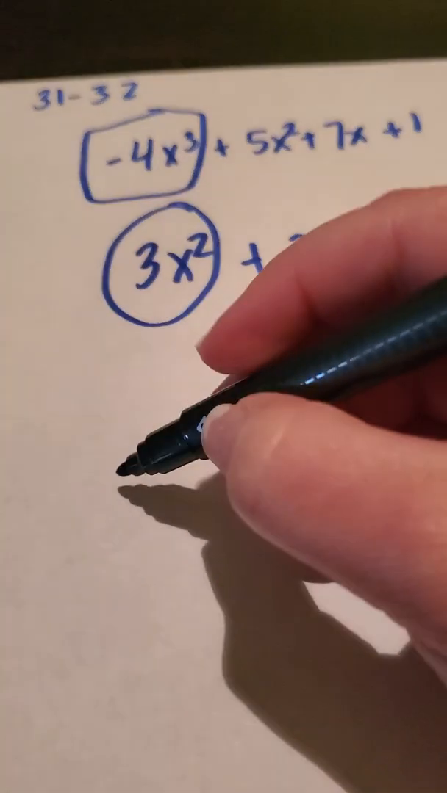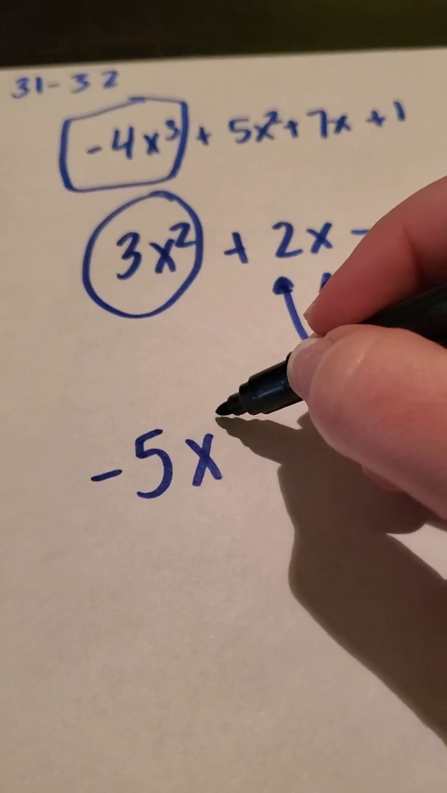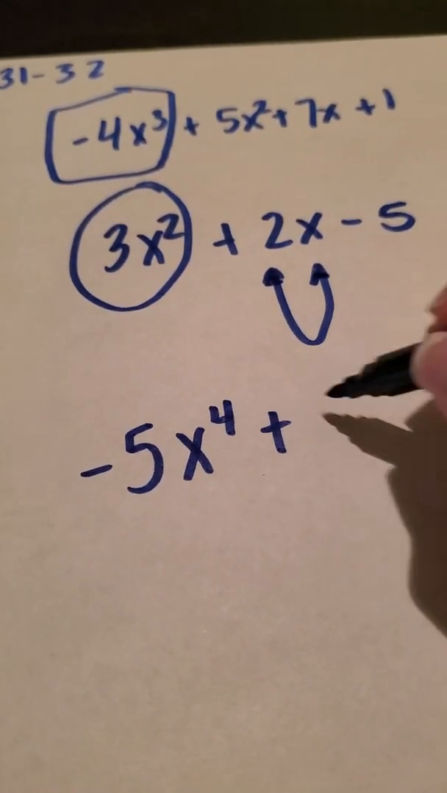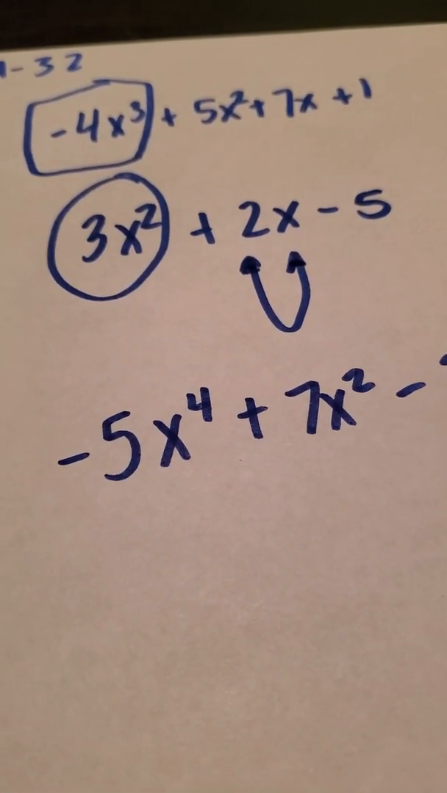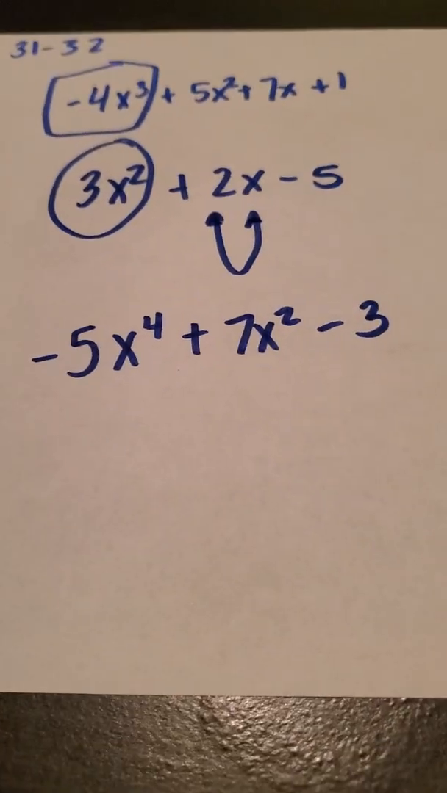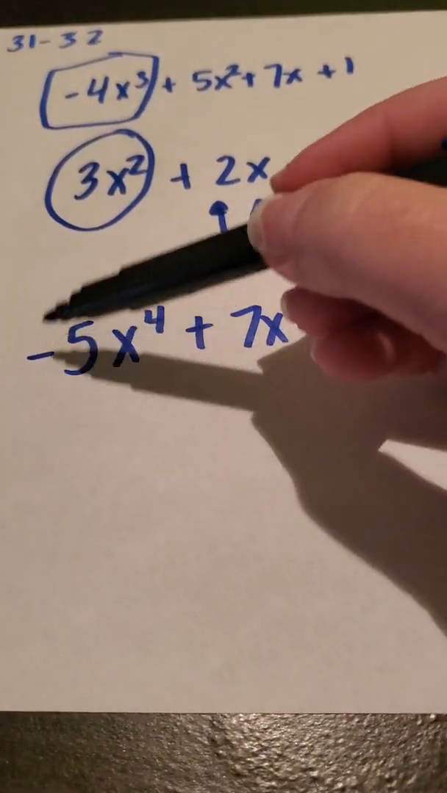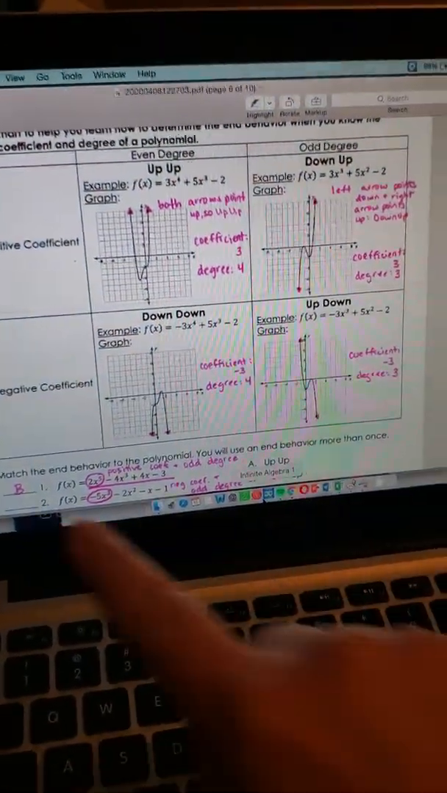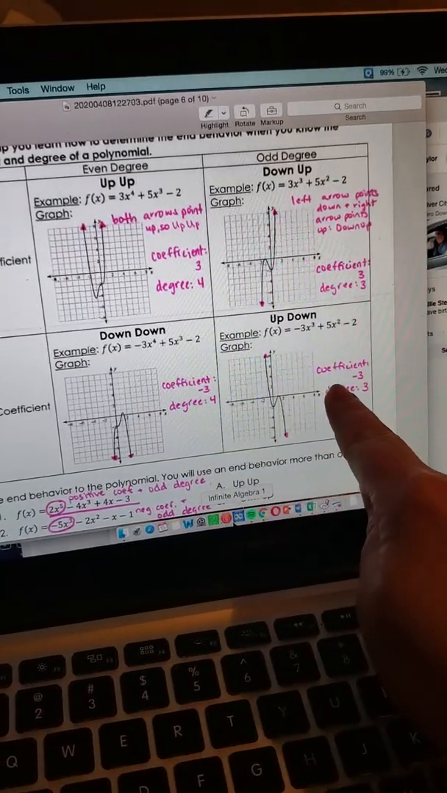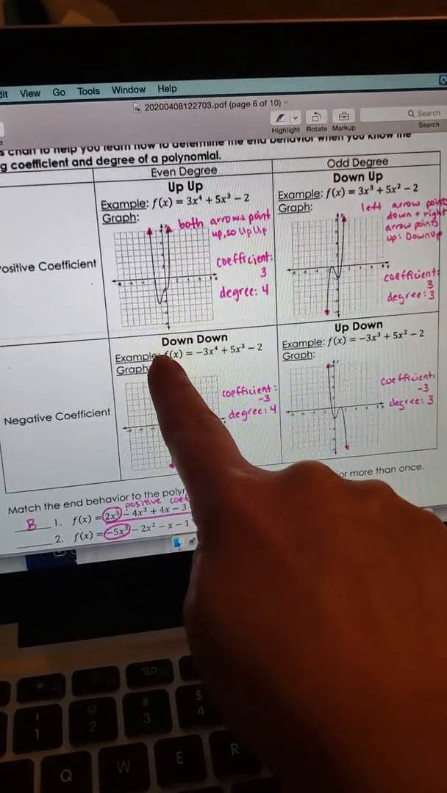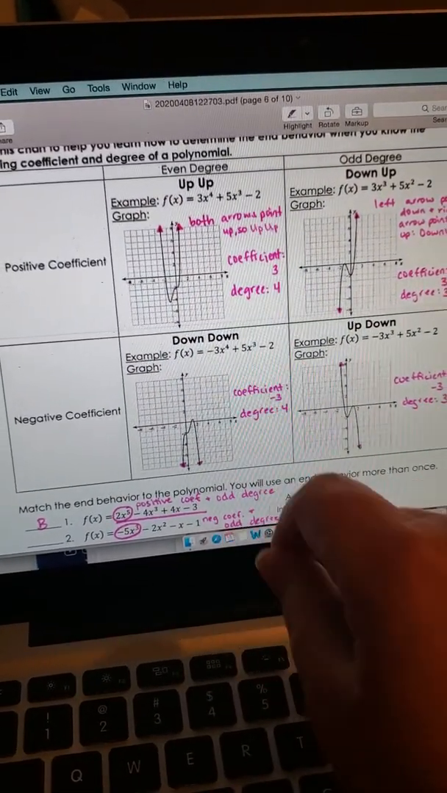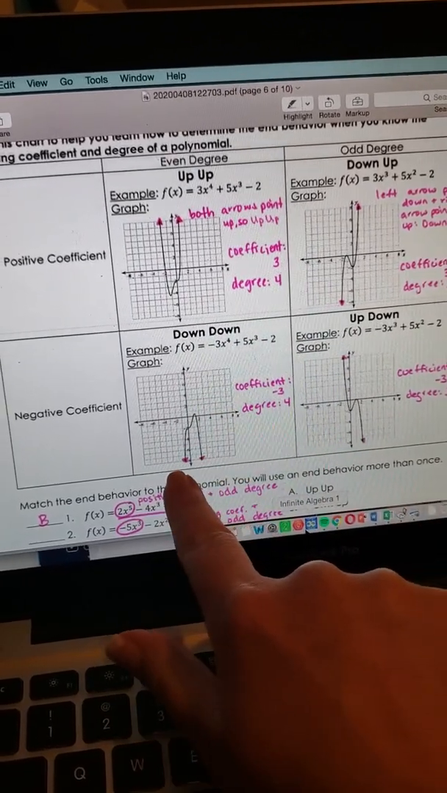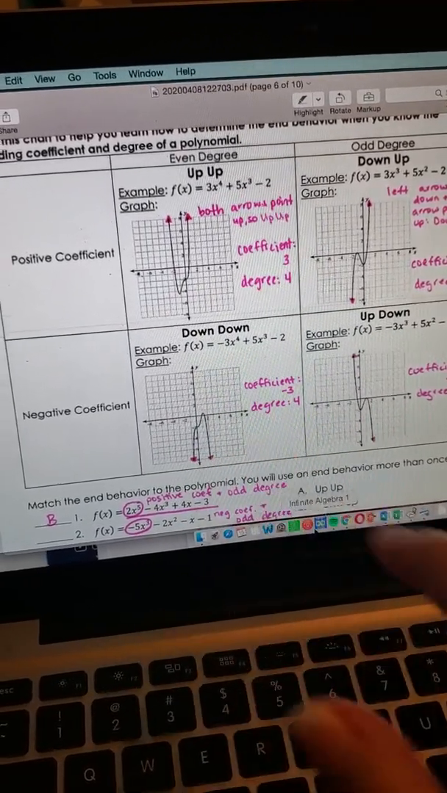And then let's see, negative 5x to the 4th plus 7x squared minus 3. Looking at my first term, I have a negative coefficient, an even exponent. So I'm going to go back to my chart. Negative coefficient, even exponent. It's called down, down. Both of the arrows will be pointing down on the left and on the right side.